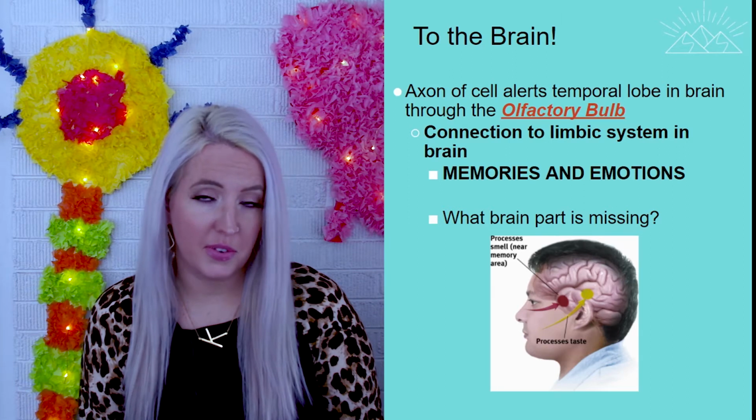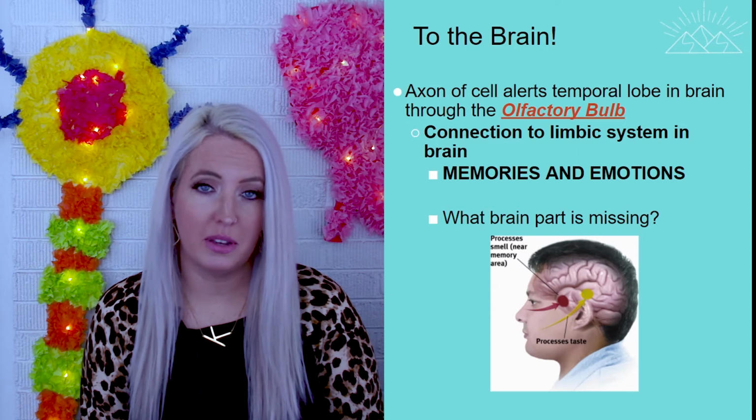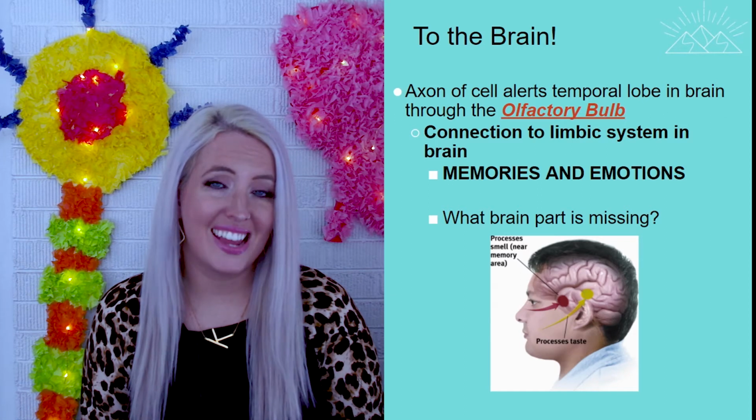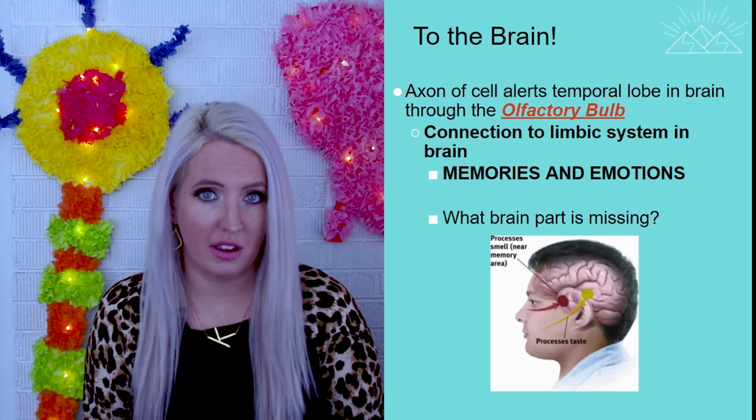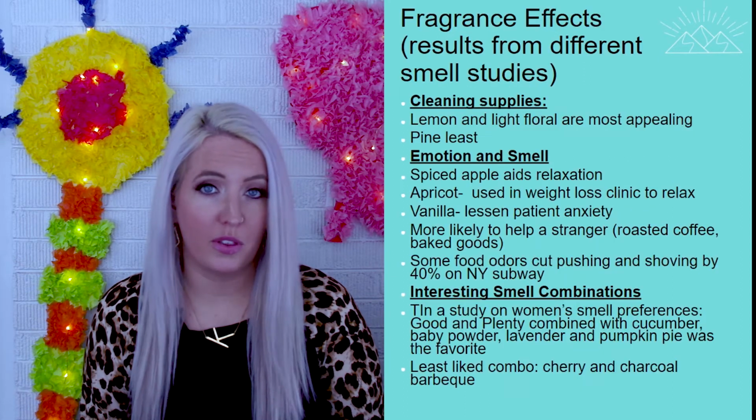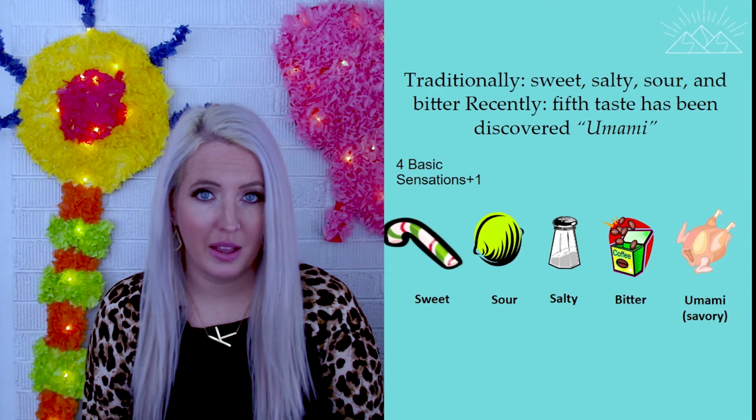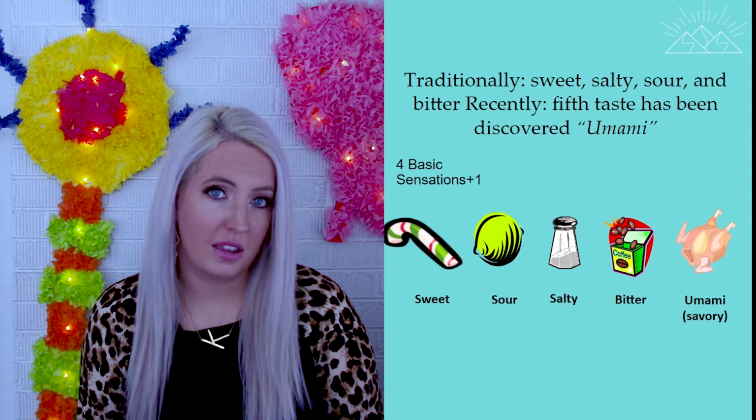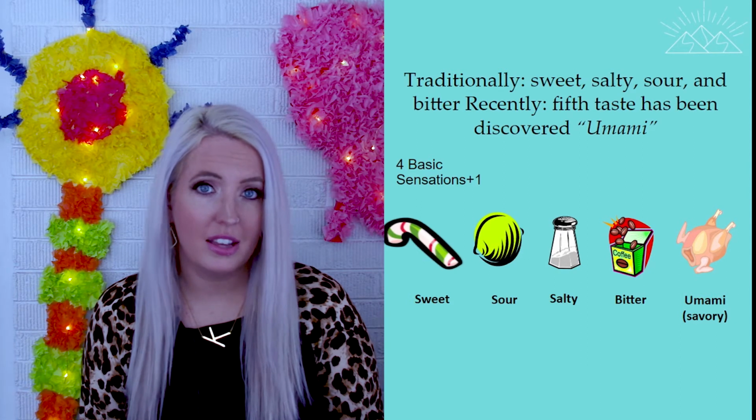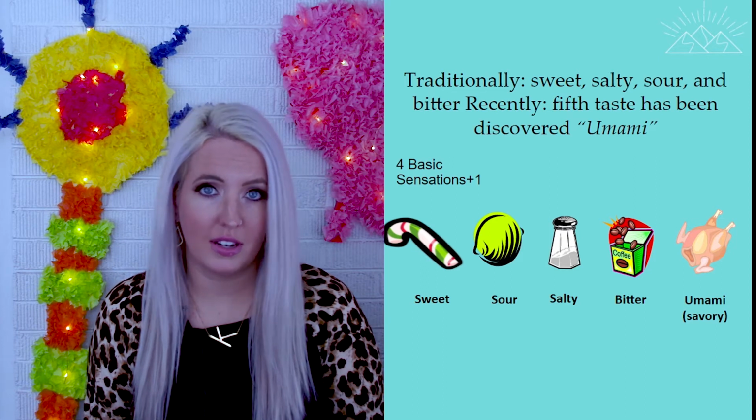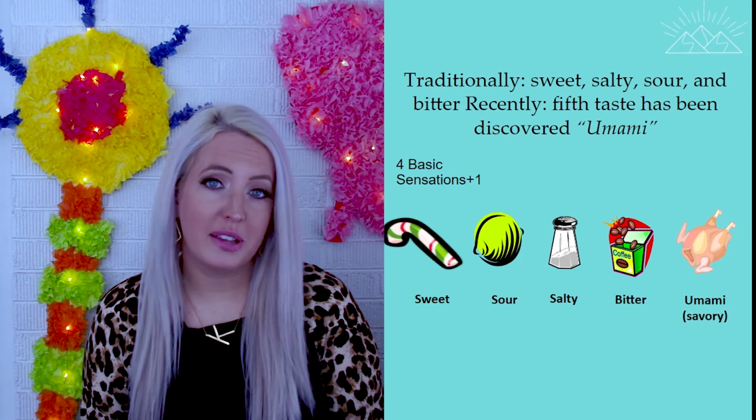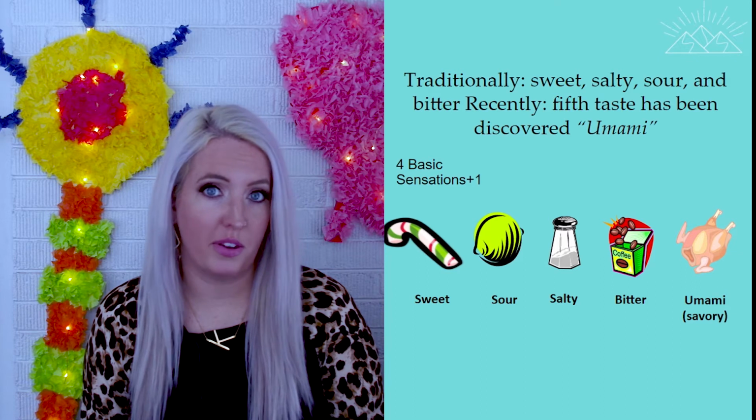The sense of taste, for example, does go to the thalamus, and there are 5 different taste sensations that we can experience. You're probably familiar with 4 of them: sweet, sour, salty, and bitter, but the 5th, umami, or savory, is a more recently discovered taste sensation. So these are the 5 tastes that you want to be familiar with.